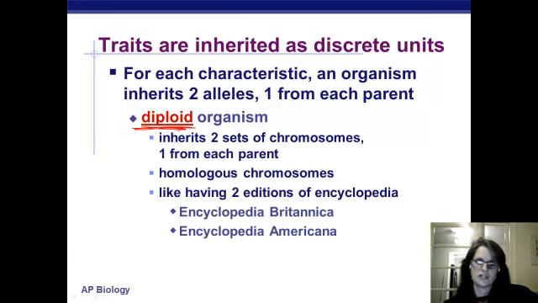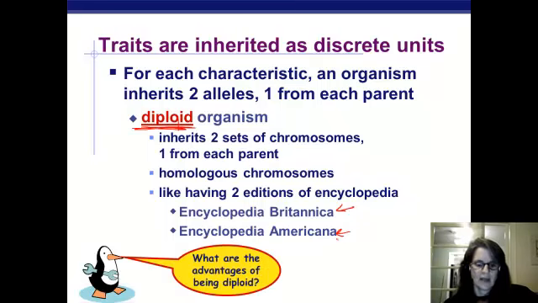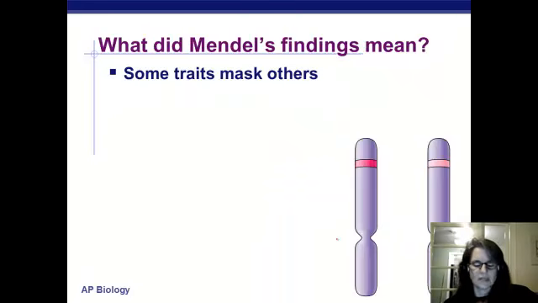It's like having two editions of an encyclopedia. Maybe mom sent you the Encyclopedia Britannica, maybe dad sent you the World Book or, whatever this is, Encyclopedia Americana. They've got the same basic kinds of information, but not exactly the same. And it's a whole lot of information. Okay? We'll talk about the advantages of being diploid later.